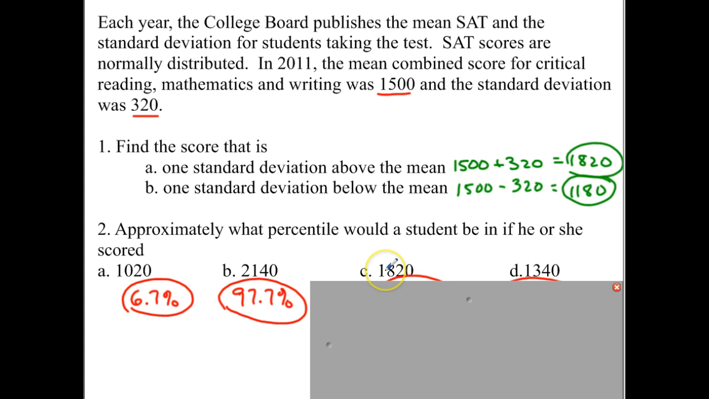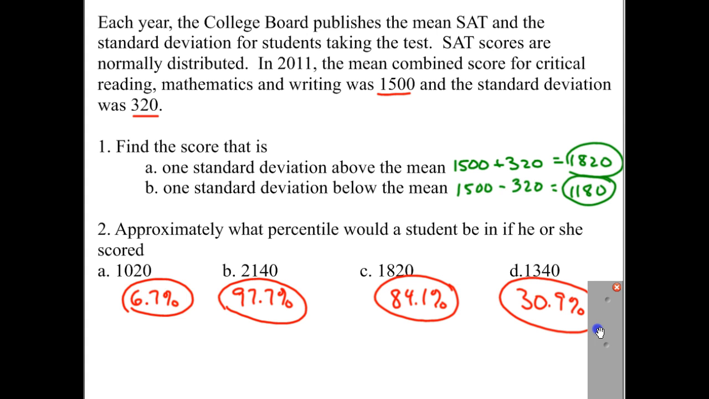I want you to figure out the percentile for 1820 and for 1340, and then play the recording when you've got those answers. All right, so hopefully you figured out that for 1820, the percentile is 81.4%. And for the 1340, the percentile is 30.9%.